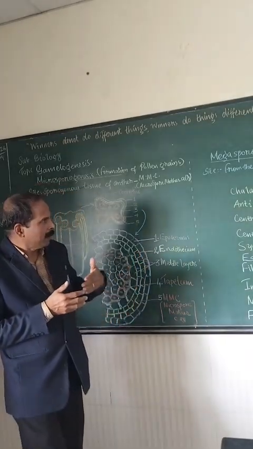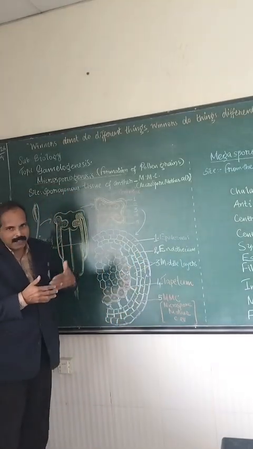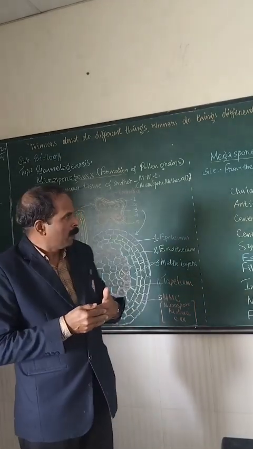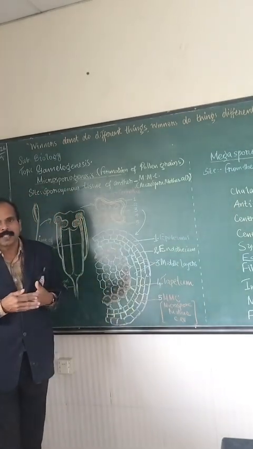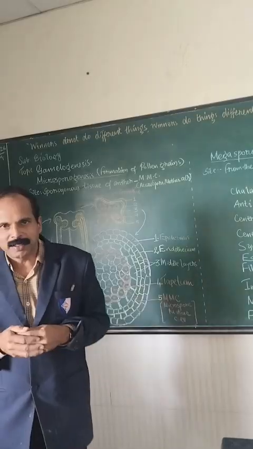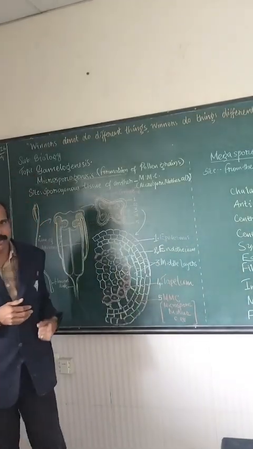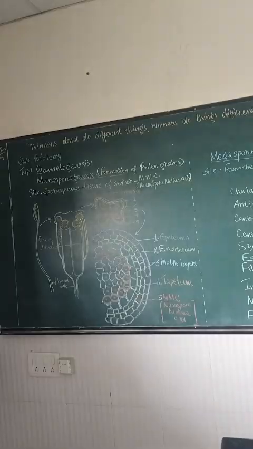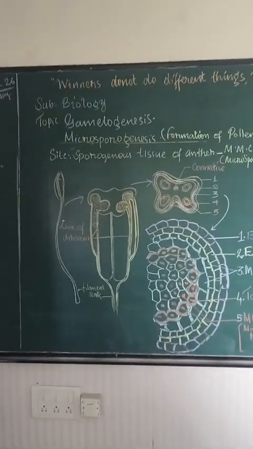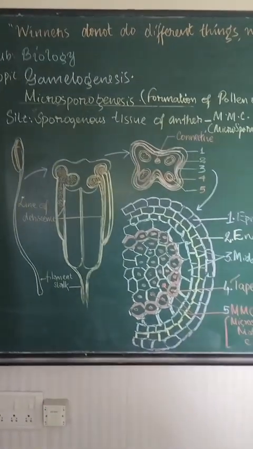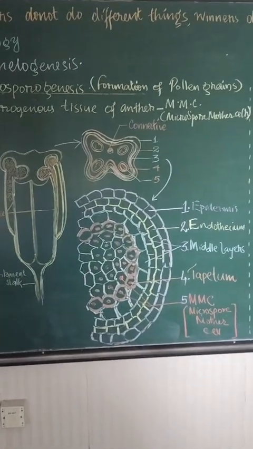Today we will be discussing the pre-reproductive events in angiosperms, the gametogenesis of microsporogenesis and megasporogenesis. You may get diagram-based questions for labeling in the board exams. So here it goes. In the first part, we will be discussing the microsporogenesis, that is the formation of pollen grains.